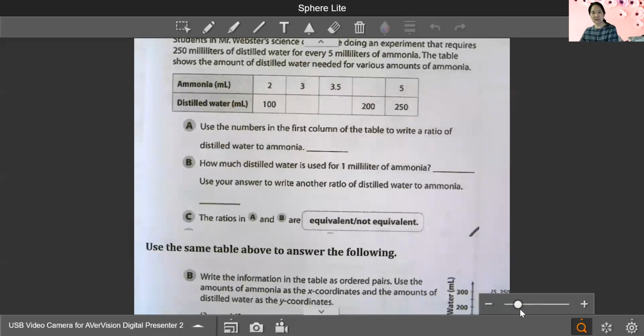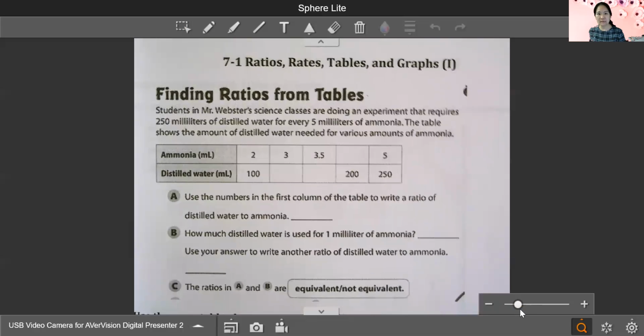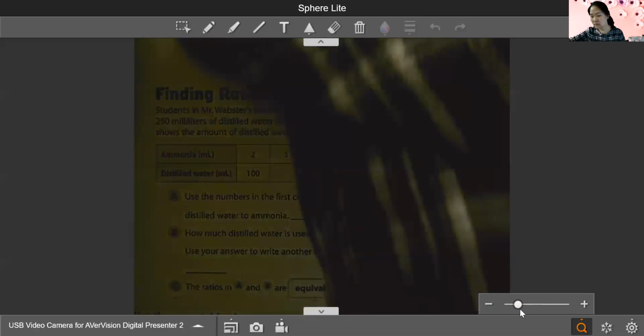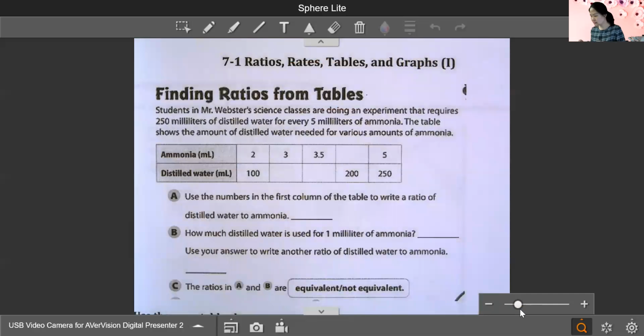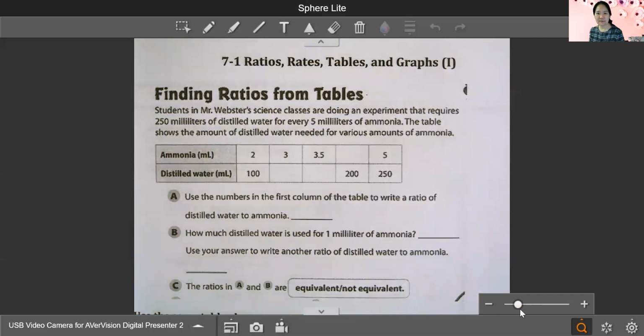Okay, so let's talk about this lesson. So we are still talking about ratios or rates, but now we are going to be looking at ratios and rates in tables and or graphs. So let's go ahead and start. On page 13, we have an exercise here, finding ratios from tables.